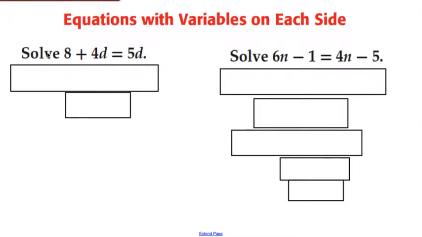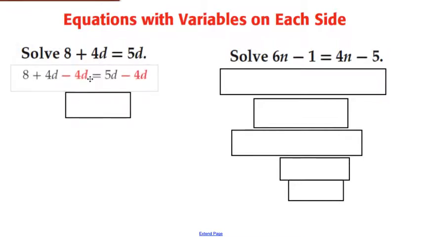So this one says solve 8 plus 4d equals 5d. Well, we have a d term on both sides. These are like terms. So we need to get those together. We can do that by subtracting 4d from both sides. And when we do that, we get 8 is equal to d, and it's already solved. So that was only one step.